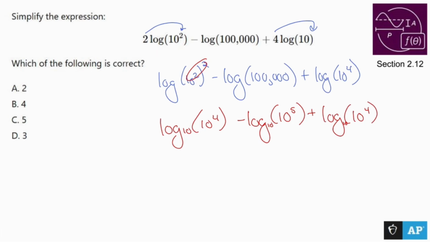Now, log base 10 of 10 cancels. Drop down to 4. Minus. Log base 10 of 10 cancels. Drop down to 5. Plus. Log base 10 of 10 cancels. Drop down to 4. 4 minus 5 is negative 1. Negative 1 plus 4 is 3. The answer is D.